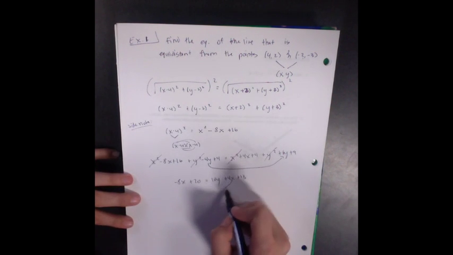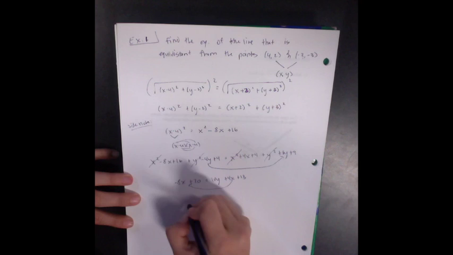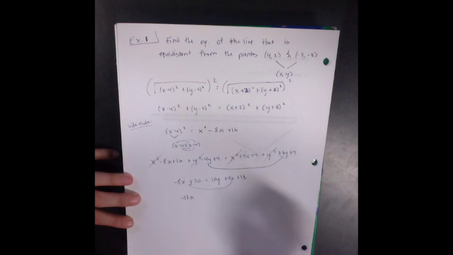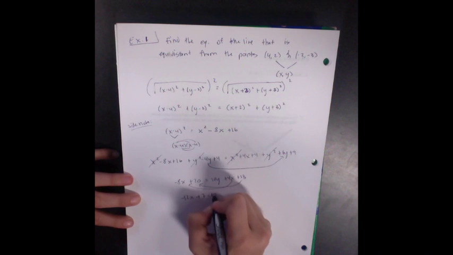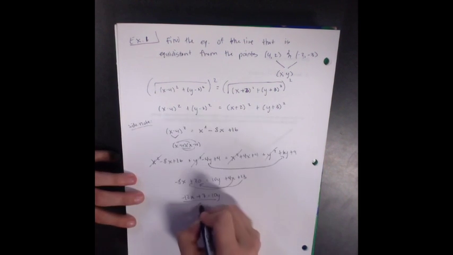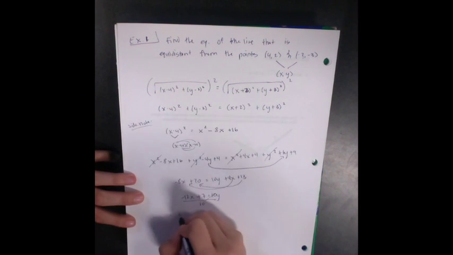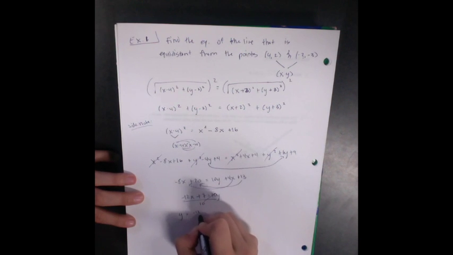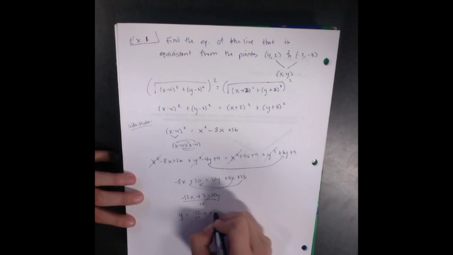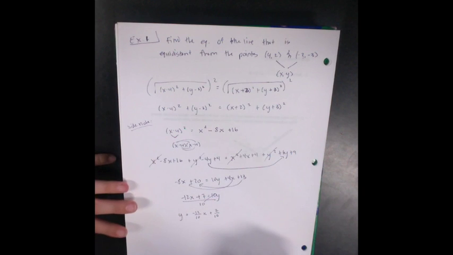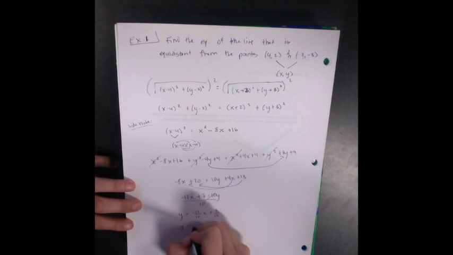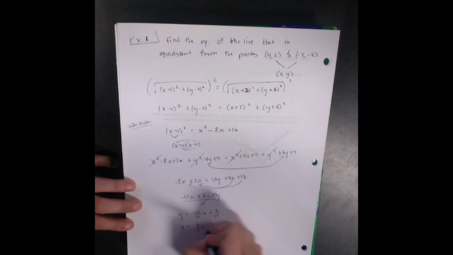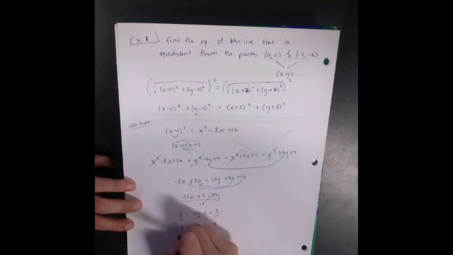Okay, I'm going to bring my x term over, so I have negative 12x. I'm going to bring this 13 over, so plus 7 equals 10y. Now divide everything by 10. So I get y equals negative 12 over 10x plus 7 over 10, which I can simplify. y is negative 6 over 5x plus 7 over 10.